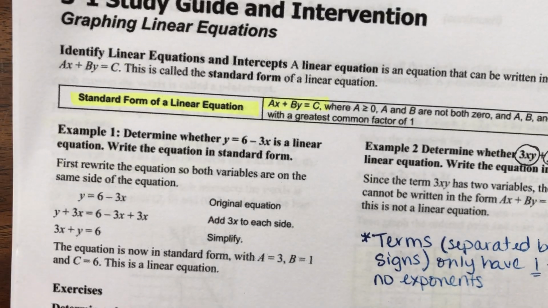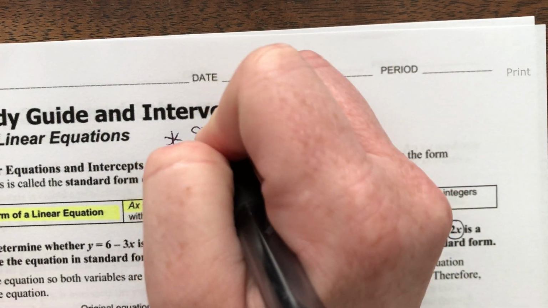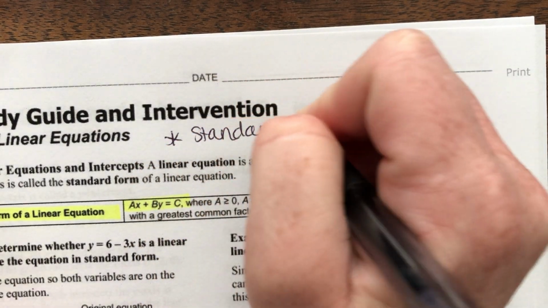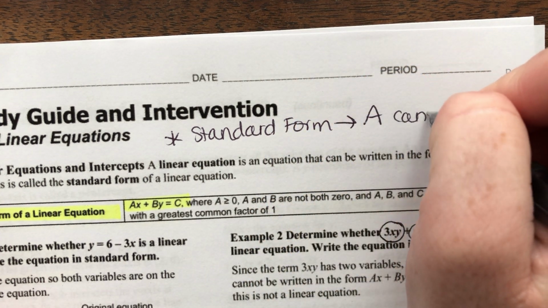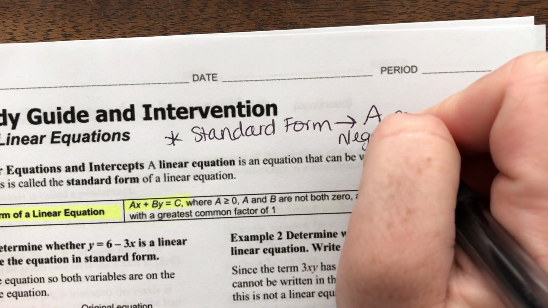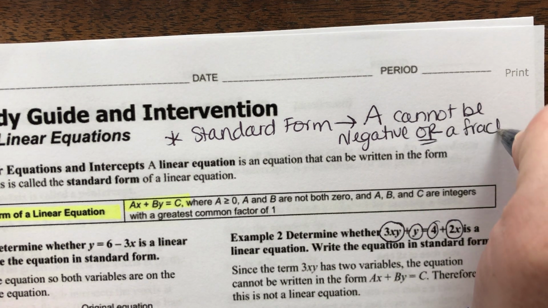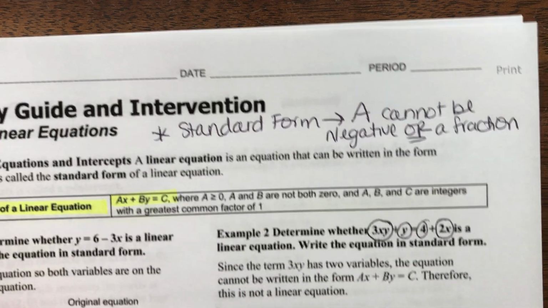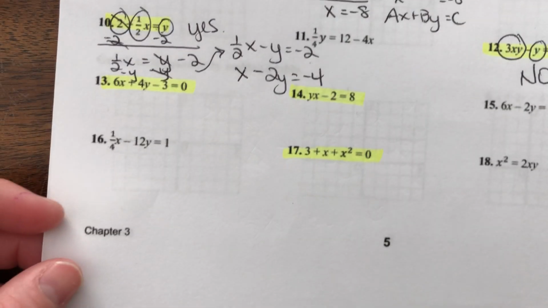So I do want to go back up to the top of your notes here. And for standard form, I want to make sure that we understand. Here, I'll write it up here. Standard form: A cannot be negative, it has to be positive, or a fraction. So that number in front of x cannot be negative and it cannot be a fraction. Okay, we got 3 more to do.